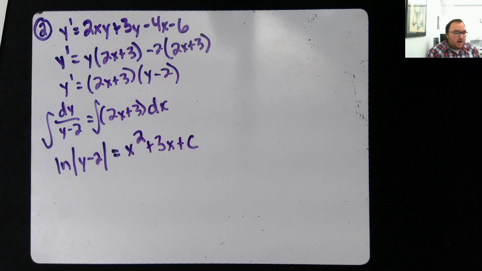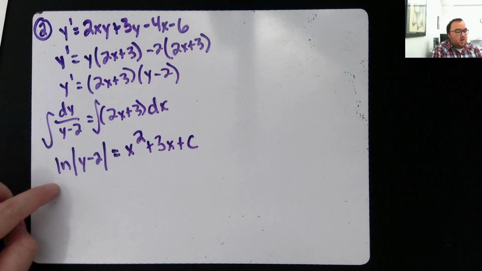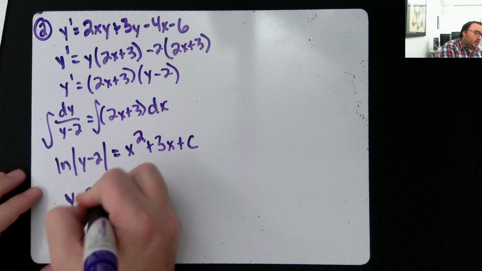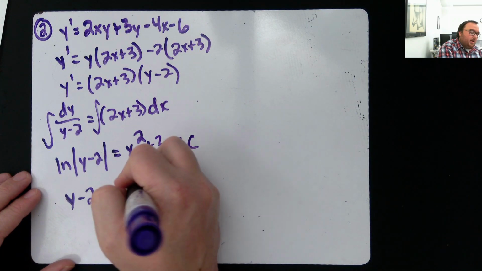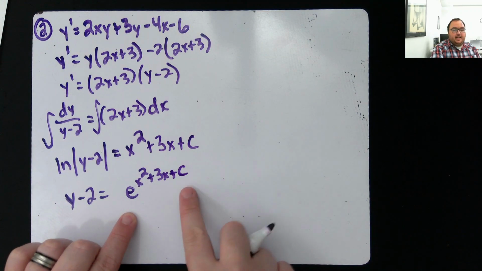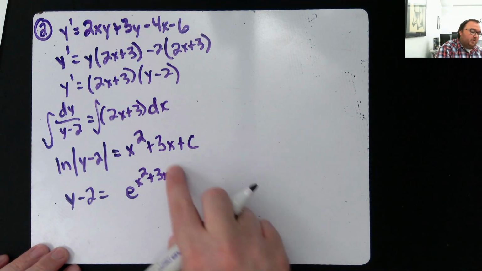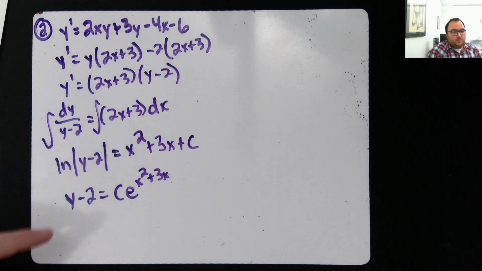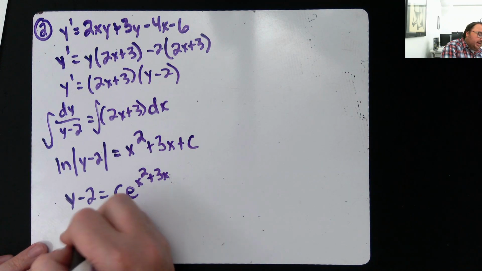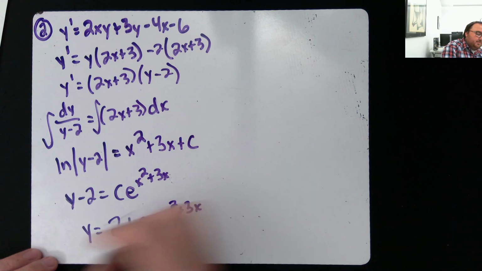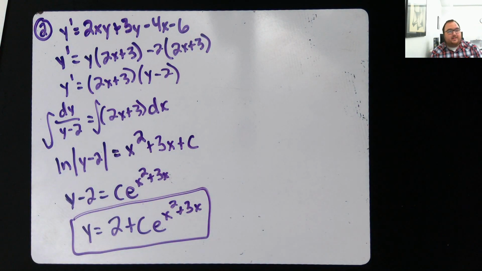Again, I'm solving this for y, so I need to have e raised to both sides. That's going to leave me with y minus 2 equals e to the power of x squared plus 3x plus c. But remember, e to the c is a constant, so I can put that times c out front. Now to solve for y, just add 2 on both sides, and you get y equals 2 plus c e to the x squared plus 3x. And that is it. Once again, if it doesn't make sense, let me know.